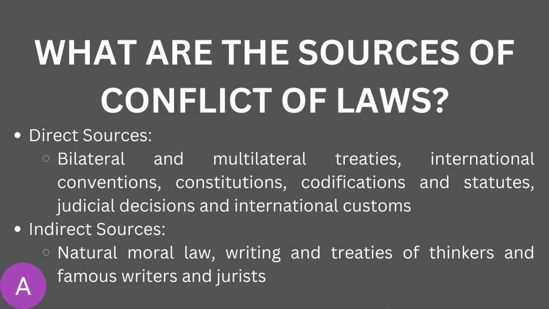What are the sources of conflict of laws? We have direct sources and indirect sources. For direct sources: bilateral and multilateral treaties and international conventions, constitutions, codifications and statutes, judicial decisions, and international customs. Indirect sources, the same as other branches of law, among others, the natural moral law, and the writings and treatises of thinkers and famous writers and jurists on the subject.